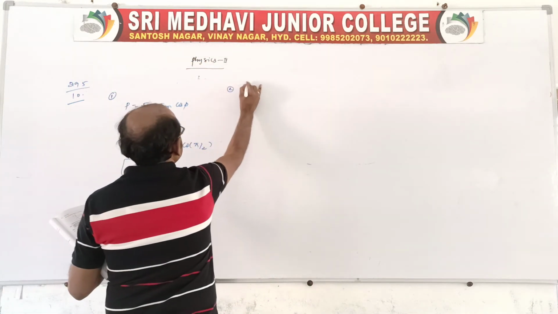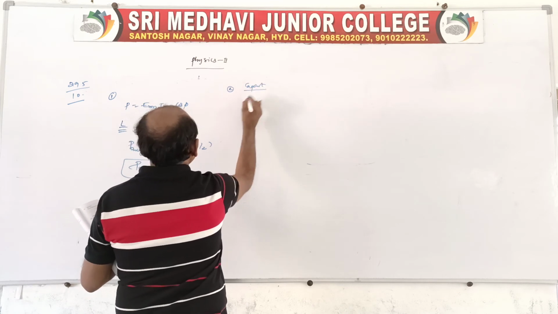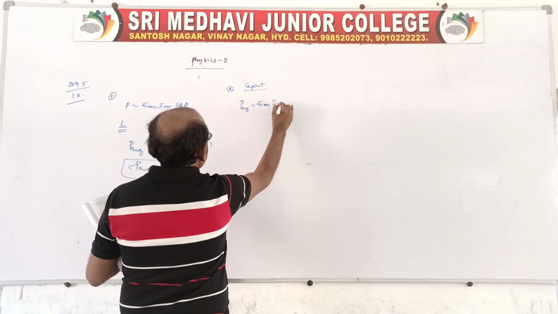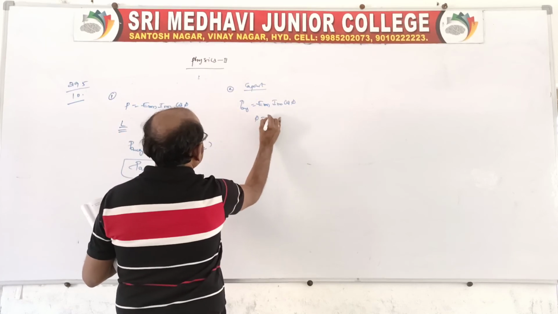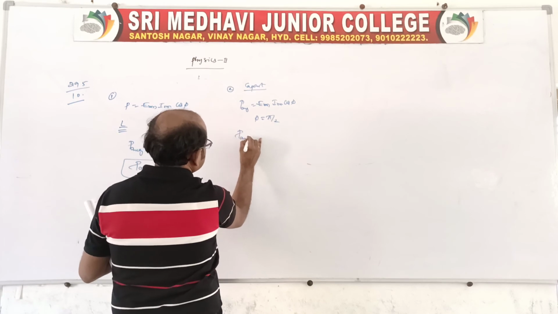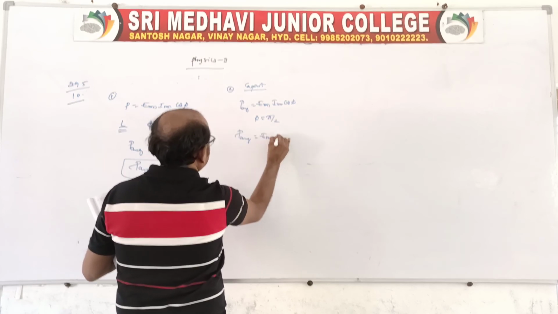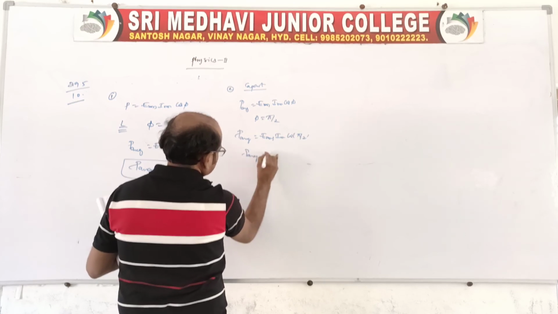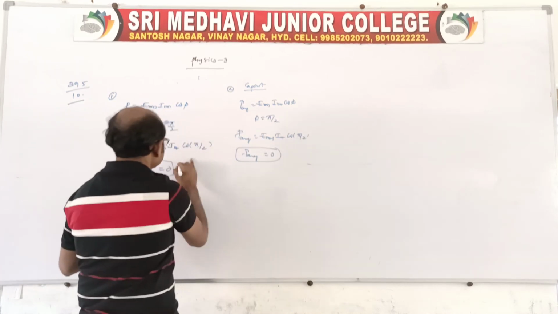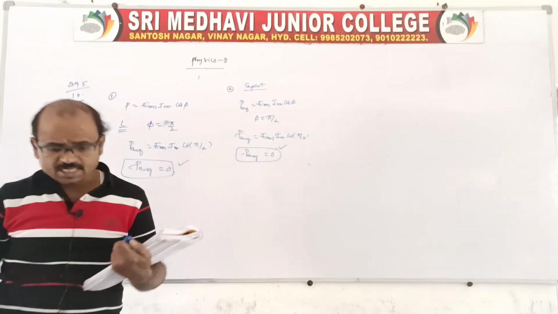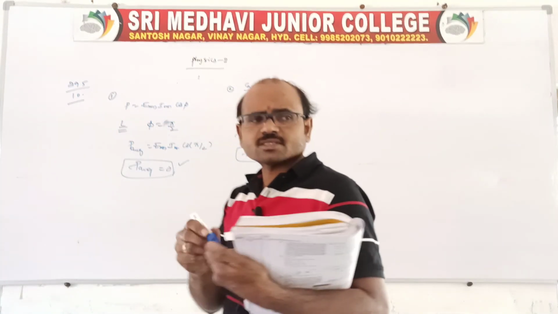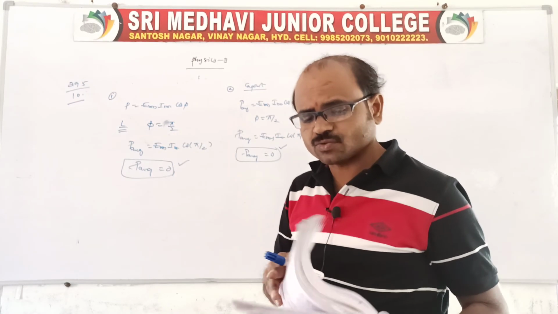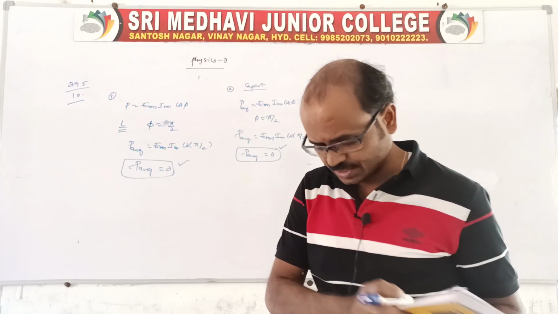Likewise for the capacitive circuit, average power is equal to E RMS, I RMS, cos phi, and phi will again be pi by 2. Then average power is equal to E RMS, I RMS, cos 90. Again we will get the average power as 0. This is one 0 and it is another 0. So that is our answer. In both cases the average power is 0 because of the phase angle. That is the conclusion for these two questions.